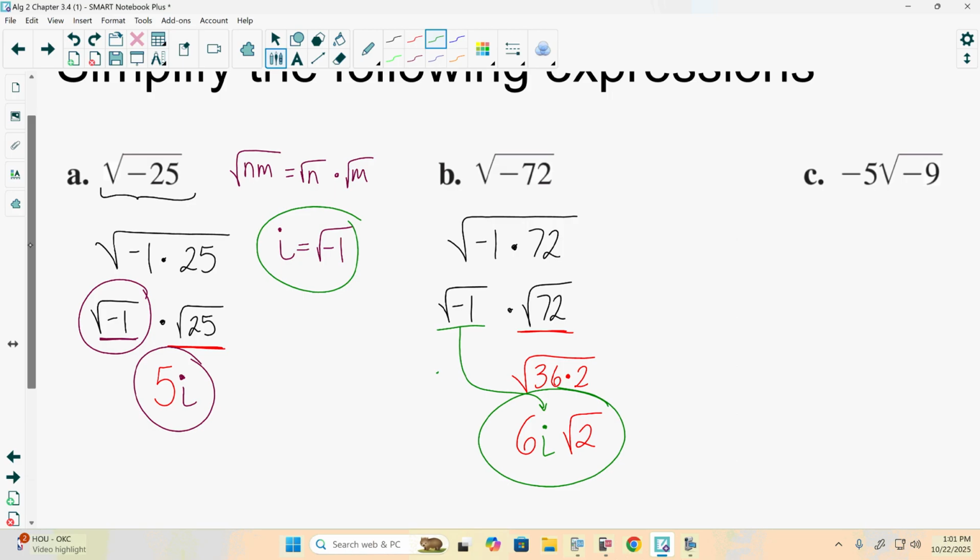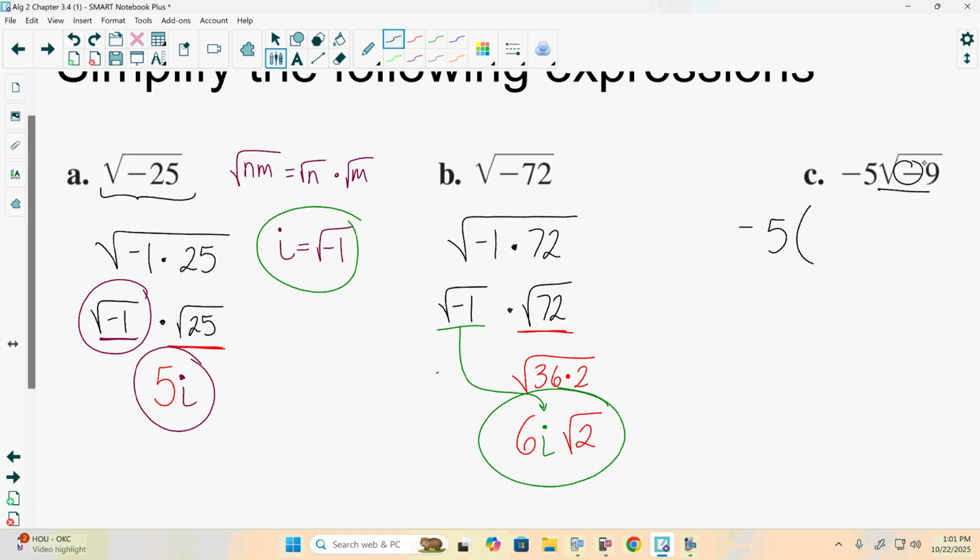Now, if we look at the next one, negative 5 times the square root of negative 9. So we have the negative 5, so we'll need to multiply it by the square root of negative 9 once we simplify it here. Now, what have we noticed with this negative inside the radical?